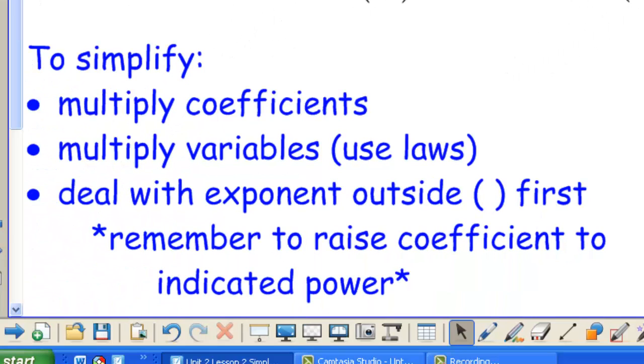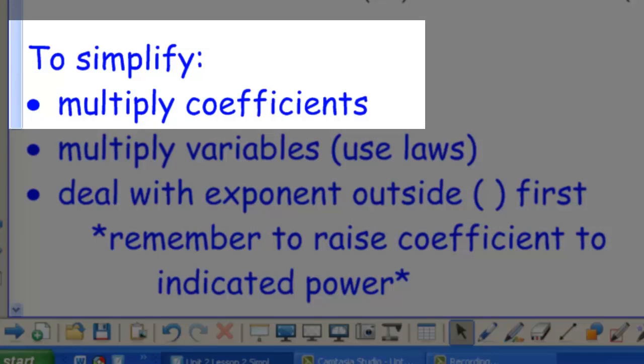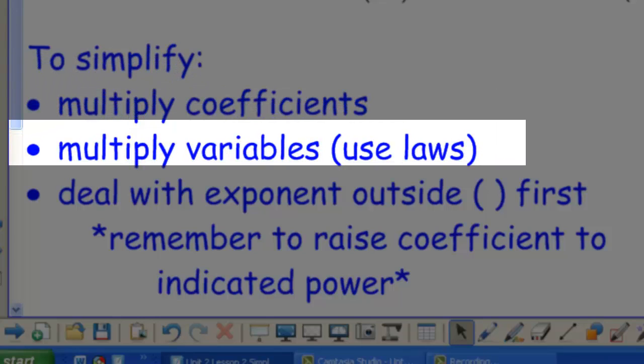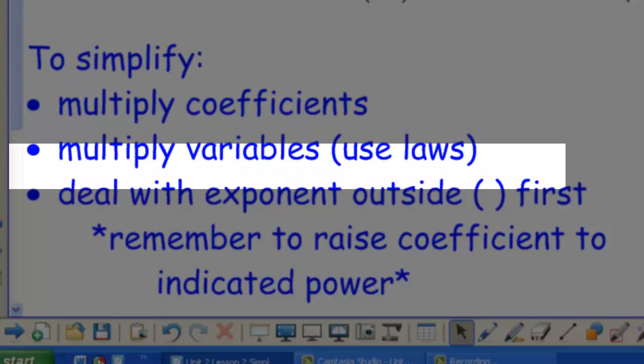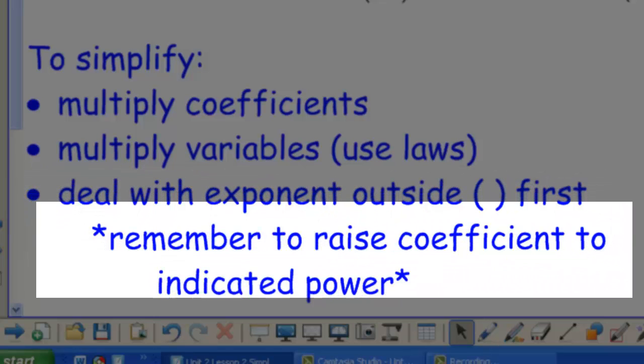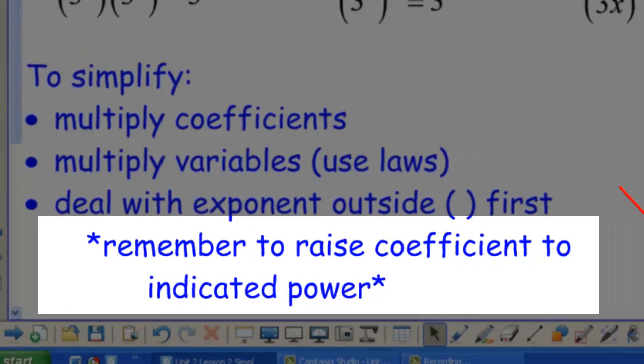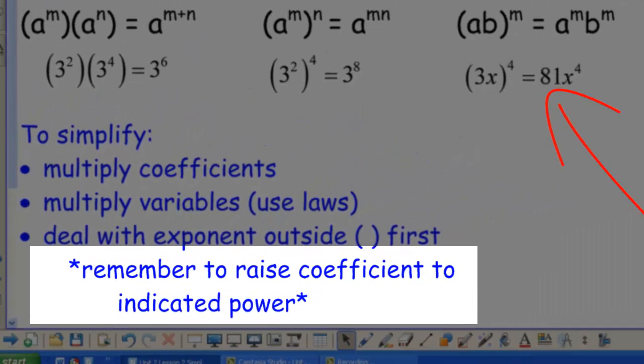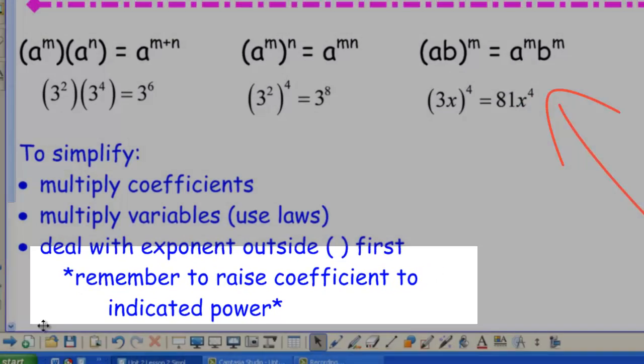So I haven't done every kind of example, but in order to simplify, if you have any coefficients, you want to multiply them. You multiply your variables using your laws. Deal with any exponent on the outside first. And don't forget in the last law to also raise the coefficient to the indicated power. If there's going to be a mistake, that's where I most often see them.